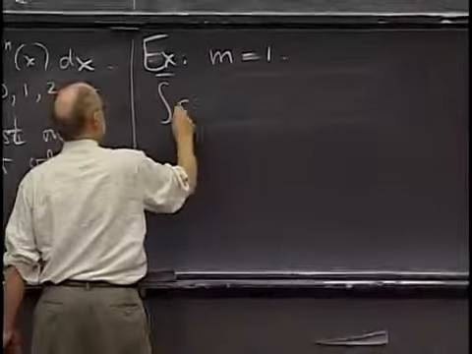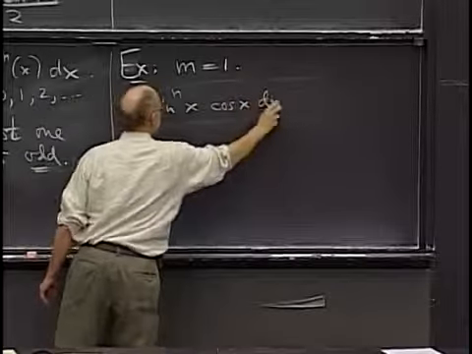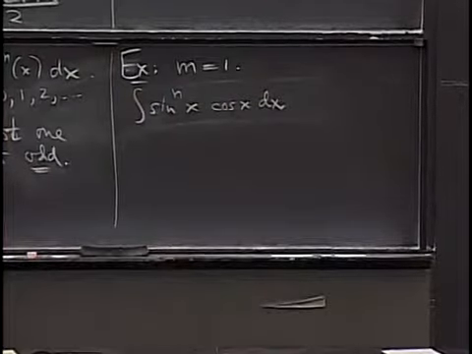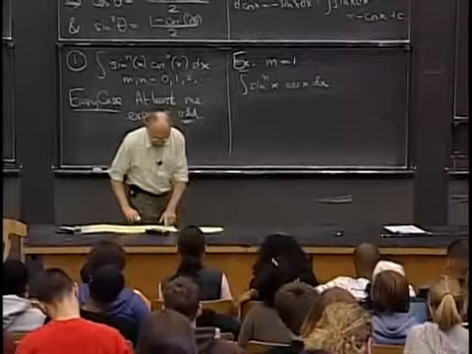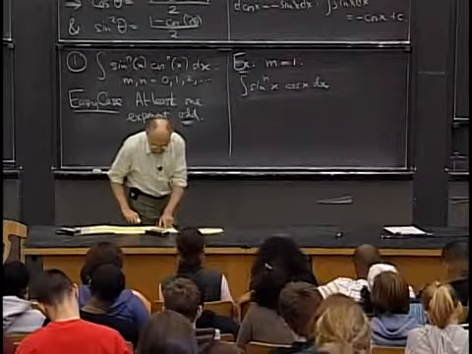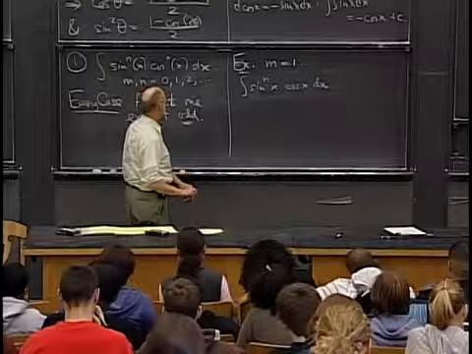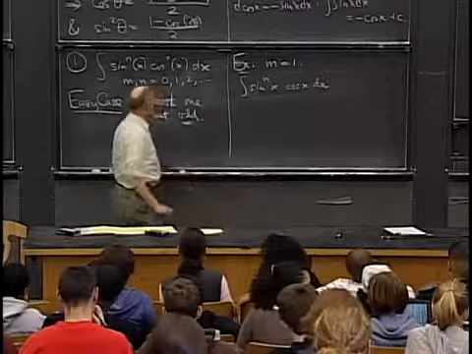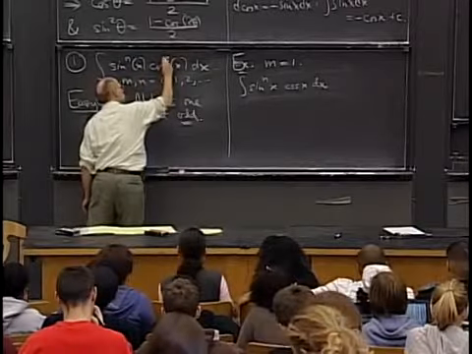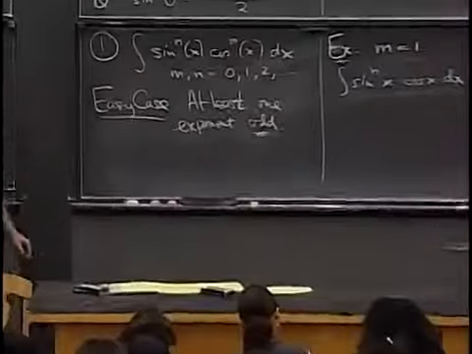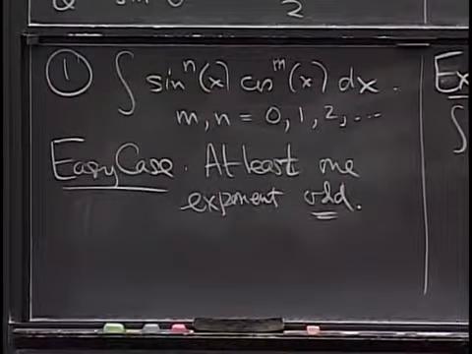So I'm integrating sine to the nth power of x times the cosine of x dx. I could do that one. Let's see if that's what I want to take. My confusion is that I meant to have this a different power. So let's do this case when m is 1.